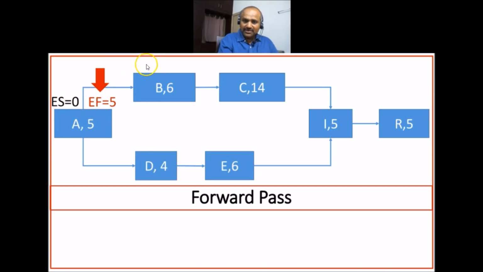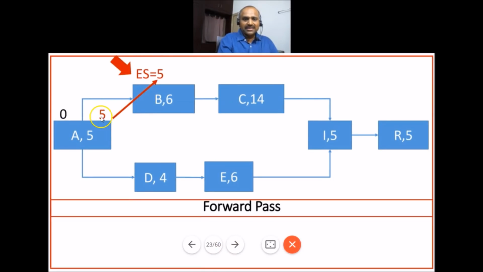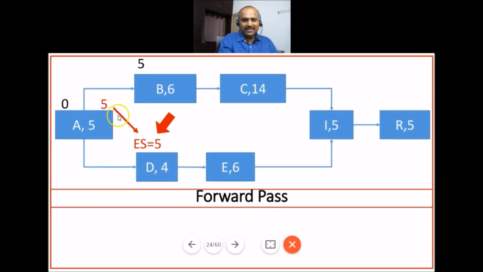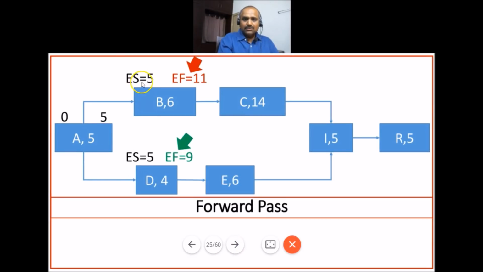Now this 5 days will come as early start for activity B. The same 5 days becomes the early start for activity B, and the same 5 days will become the early start for activity D. Now again, if you add duration on top of that, 5 plus 6, it becomes 11. So the early finish for activity B is 11. Similarly, the early finish for activity D is 5 plus 4, which is 9.